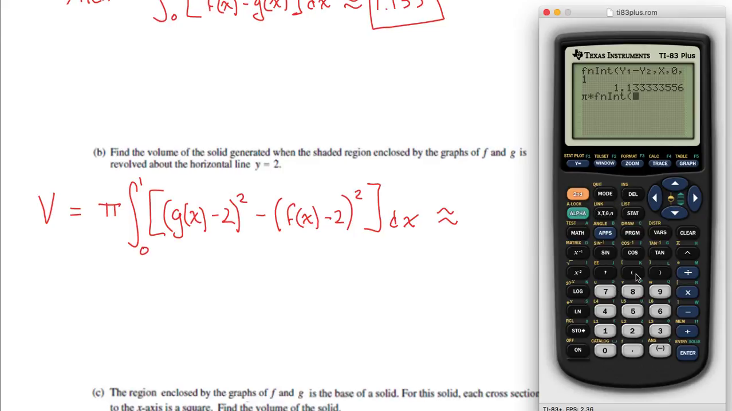Okay, so I'm going to set up my parenthesis here. So this is going to be math 9, then vars right, enter 2, it's my g of x. That's going to be minus 2, quantity squared. That's going to be minus, let's set up our next parenthesis, vars right, enter, Y1 minus 2, quantity squared. And all of that is going to be with respect to x from 0 to 1.